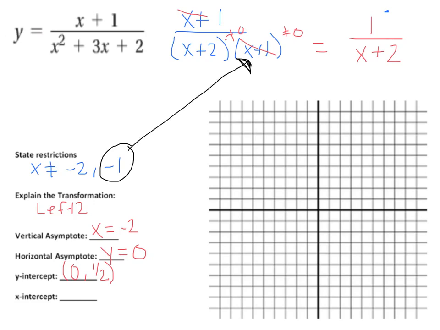So if I were to plug -1 into my simplified equation, 1 over -1 plus 2, that's going to give me 1 over 1. So this point around here, I plugged -1 into my equation, I got 1 out. There's going to be a hole there. So at -1, 1, I'm going to make sure to draw a hole. And my x-intercept is going to be not available because of my horizontal asymptote.